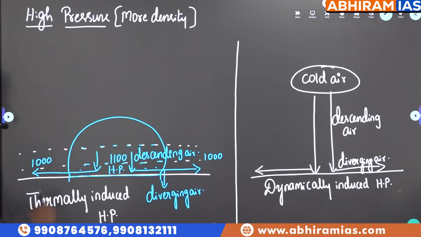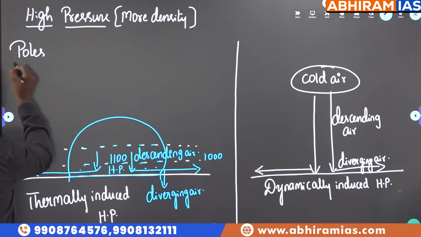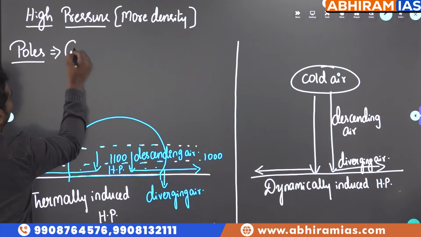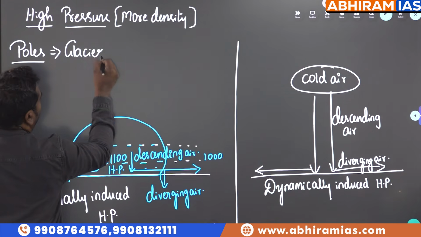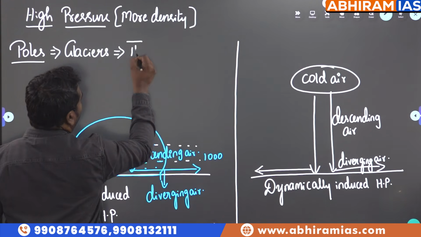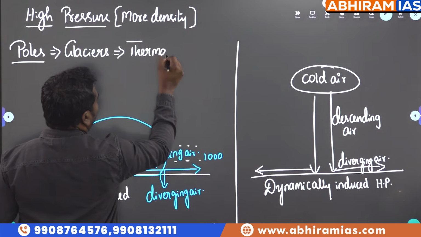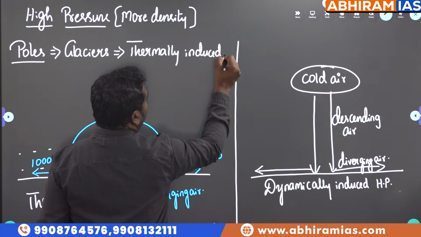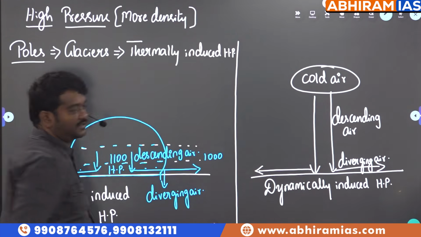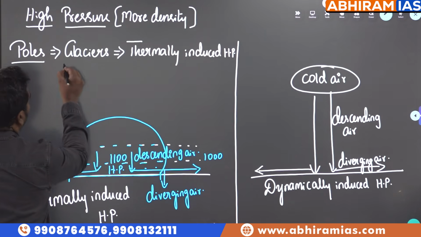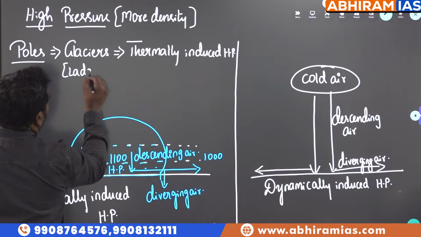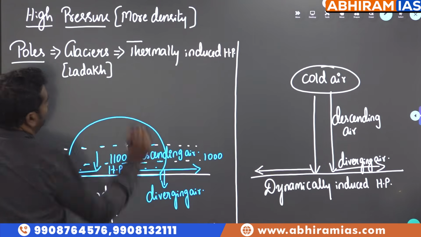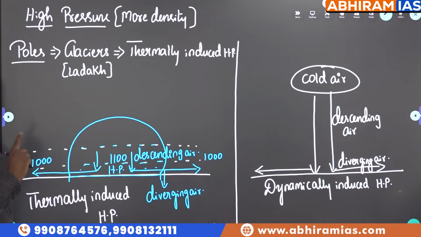Now, when you have these, see guys, near the poles, can we say glaciers will be there? If glaciers are there, we will have thermally induced high pressure. In India, where will you have this phenomenon? Ladakh. Ladakh comes under thermally induced high pressure.